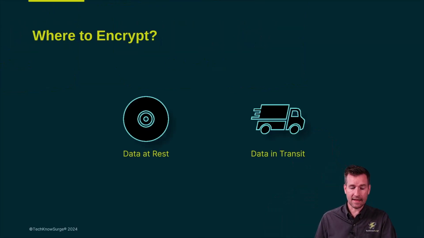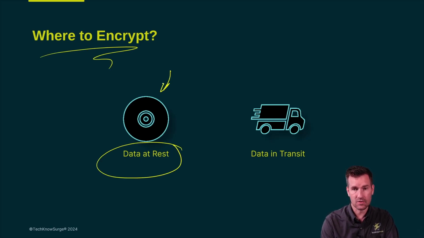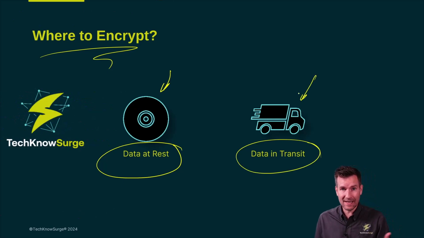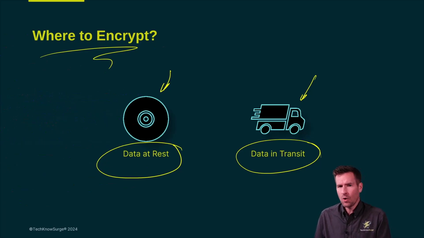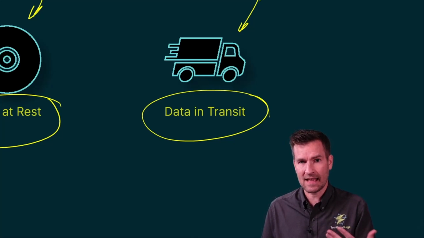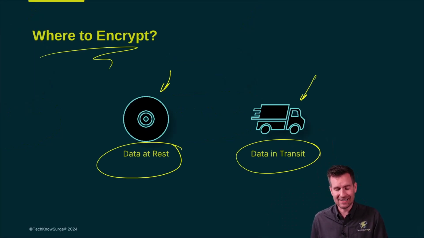We commonly think of where to encrypt as data at rest, things that are being stored, and data in transit, which is data that's being transmitted across a network. The way we approach these two areas is going to be a little different. We also have something called data in process, but we're not going to address that because it's a rarer occasion where we encrypt that information. So let's just talk about data at rest and data in transit in this lesson.